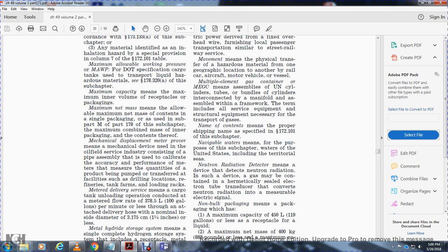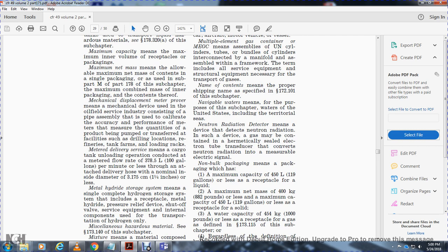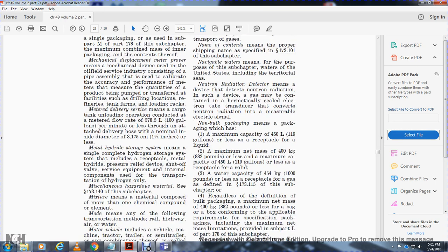Metered delivery service means the cargo tank loading and unloading operation conducted at a meter flow rate of less than 100 gallons per minute through an attached delivery hose with a nominal diameter size of 1 1/4 inch or less. Metal hydride storage system means a single component of the hydrogen storage system that can include the receptacle, metal hydride, pressure relief device, shutoff valve, service equipment, and internal components that are used for the transportation of hydrogen only.